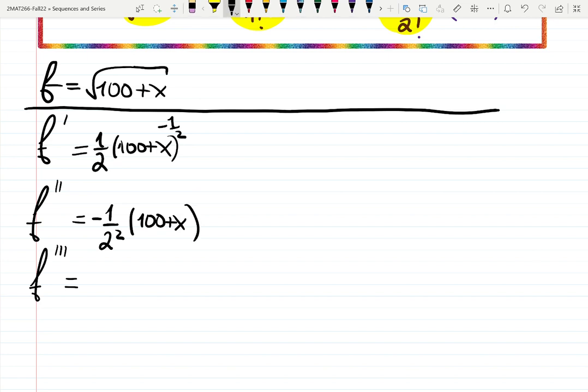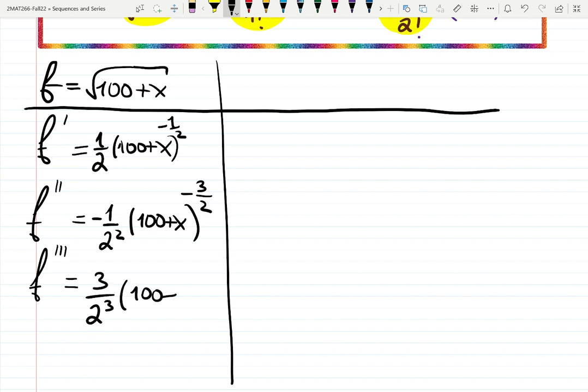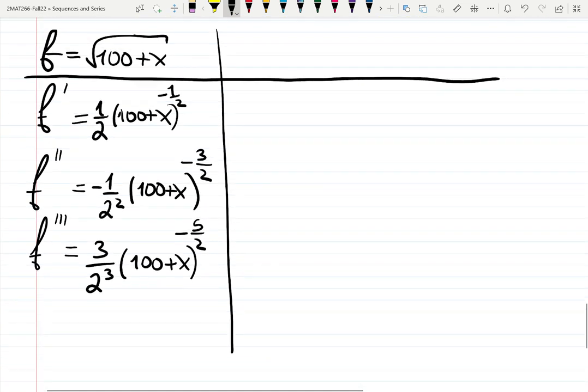Minus 1/2 and minus 1 is minus 3/2, thank you. Minus 3/2 goes down, becomes plus, so it will be 3 over 2 cubed, 100 plus x to the minus 3/2. And minus 3/2 and minus 2 over 2 is minus 5 over 2. And you can see the pattern now. So next one, you can kind of calculate. It will be 3 times 5 over 2 to the 4, 100 plus x to the minus 7 over 2, and so on. Also, the sign keeps changing. Plus, minus, plus, minus. It's an alternating series.